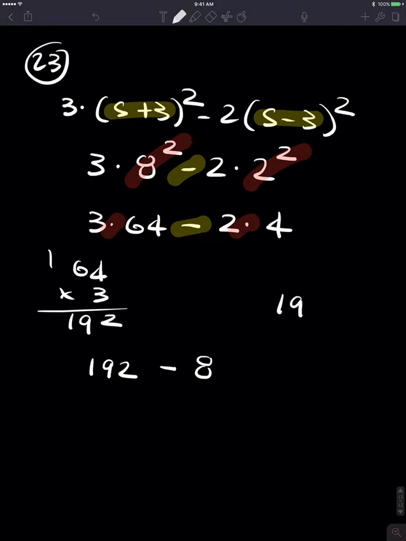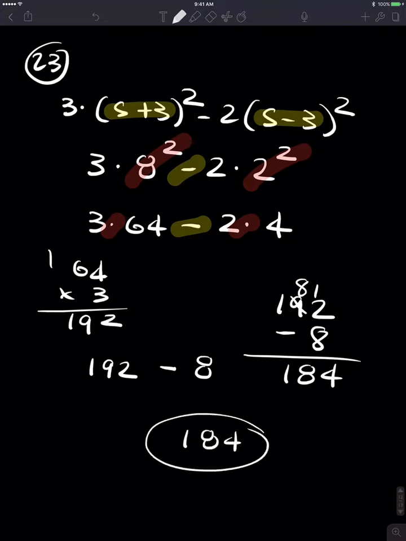192 minus 8. By our subtraction algorithm, we're going to have to borrow. My answer is 184.